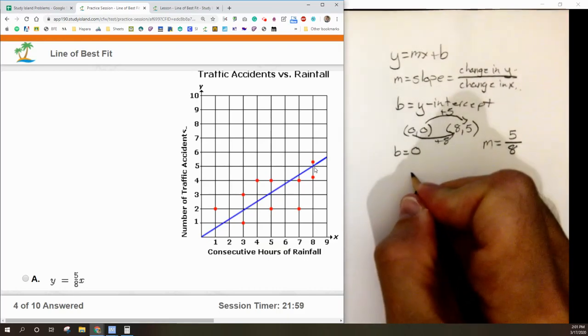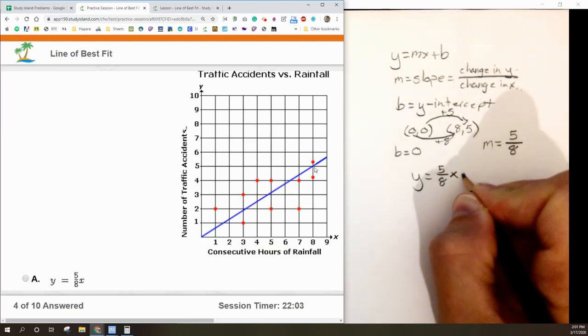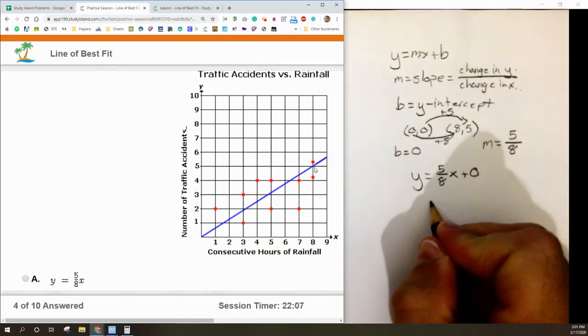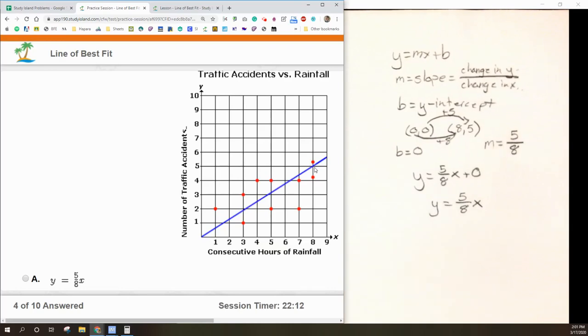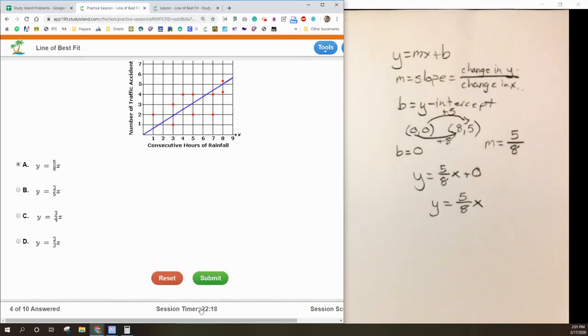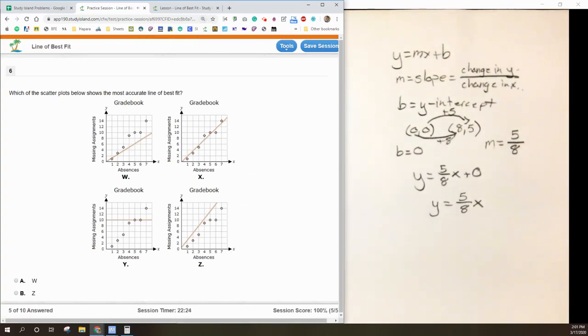That makes the equation of the line y equals 5/8 times x plus 0. But again, it's not necessary to write the plus 0 part, which makes it y equals 5/8 times x. If we look for that answer, we can see that it's answer A for this problem. Next question.